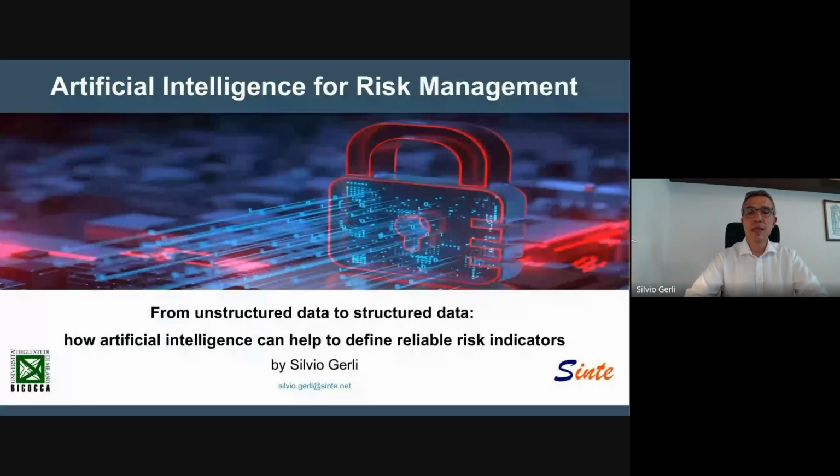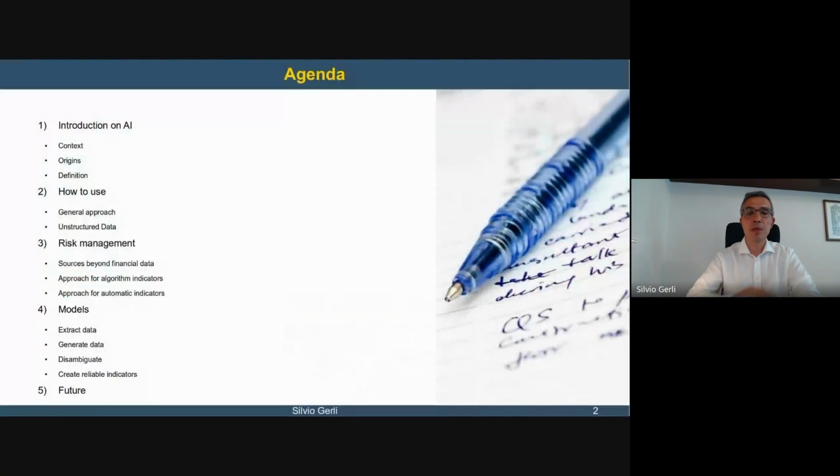I'm happy to be here to present my speech about how the use of unstructured data could help to create indicators that could help risk management inside companies. I will start to share my presentation. Okay, here it is. So let's see the agenda of this presentation.